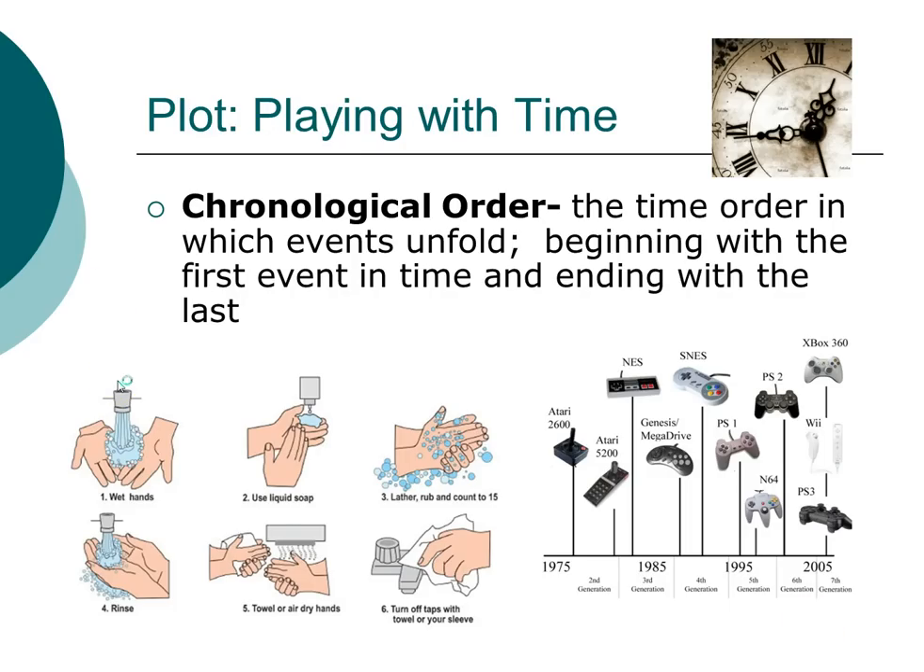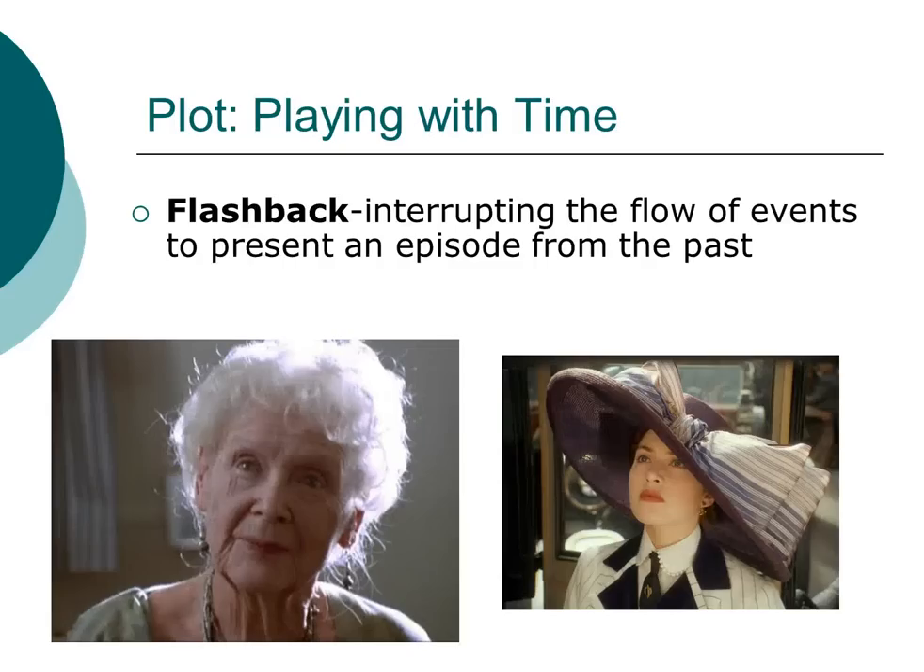So chronological order. Most stories are told this way, but not all. And I'm sure if you think of just even popular films or TV shows, a lot of them play around with time to make it more interesting or to add more detail or to build more suspense. So let's look at the two main ways that authors can mess around with time. The first is, of course, a flashback. This should be relatively easy to remember because it has the word back in it.